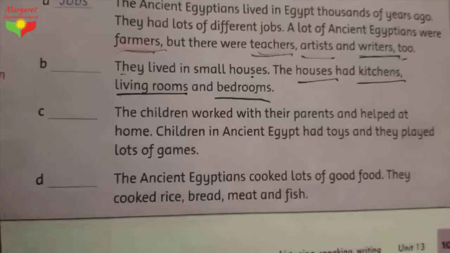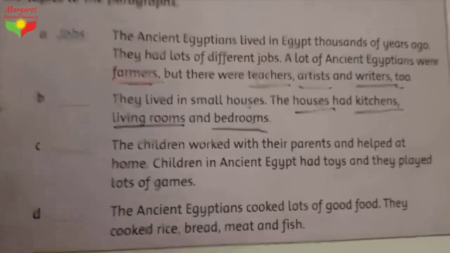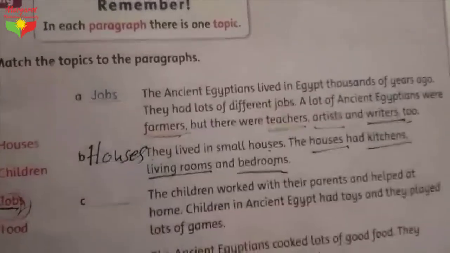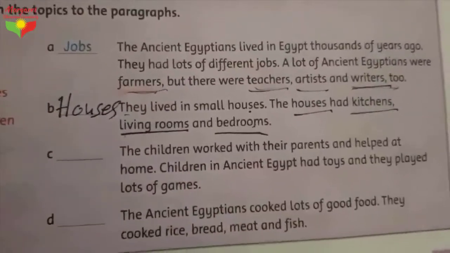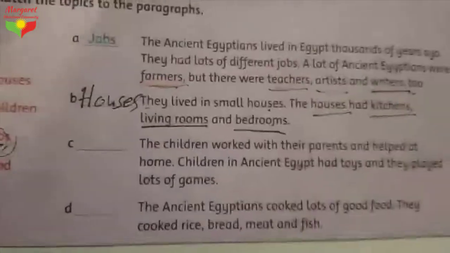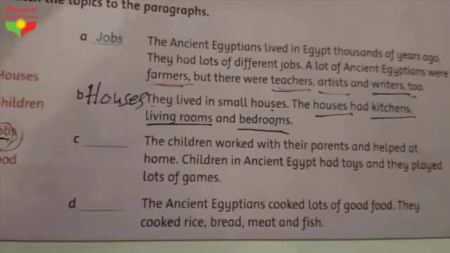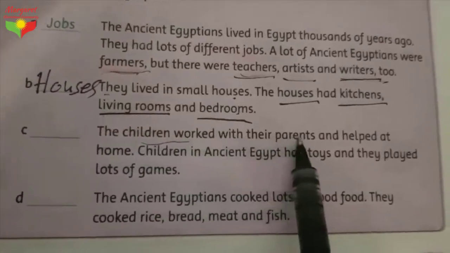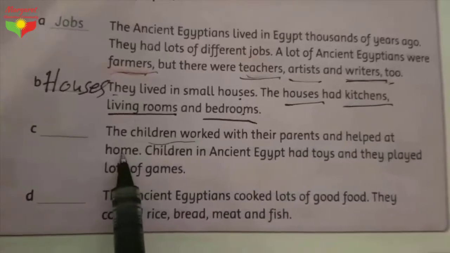Is there any word about children? No. So it is about houses. At this time you must write down houses. Okay? H-O-U-S, then E-S. It's the plural noun. So, C, or the next paragraph: the children walked with their parents and helped at home.